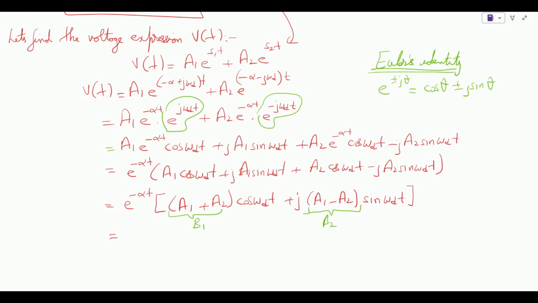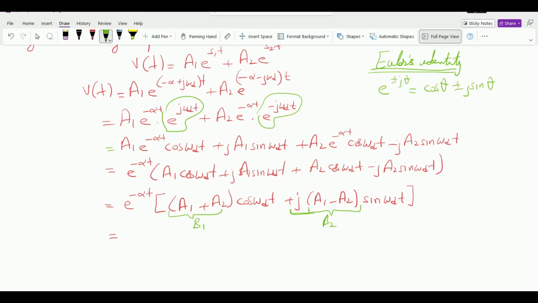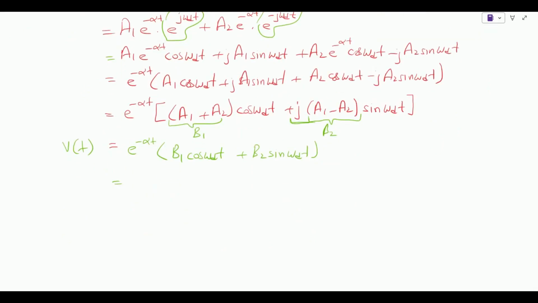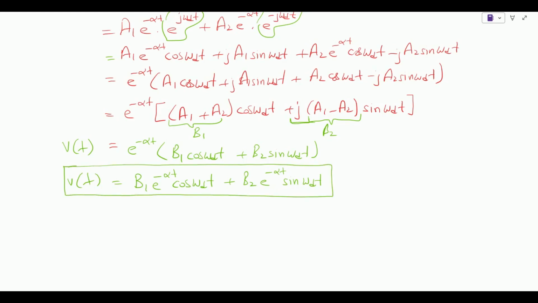So we can write this equation as e raised to power minus alpha t, and in bracket b1 cos of omega dt plus b2 sine of omega dt, and thus this is the voltage expression which we have for the underdamped response. We can organize it starting with the coefficient just to have similarity with the overdamped response. So the final equation can also be written as b1 e raised to power minus alpha t cos of omega dt plus b2 e raised to power minus alpha t sine of omega dt, and thus this is our final expression for finding the RLC or second order circuits underdamped response.